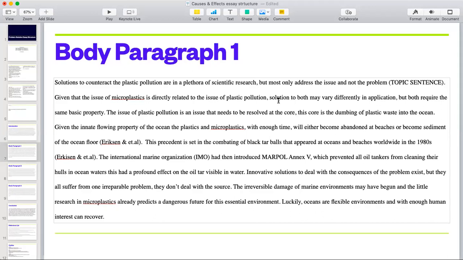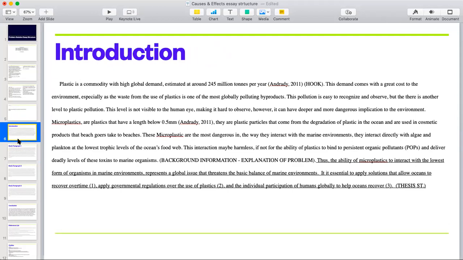All of this time I am reading and I am trying to find the main idea of the paragraph. Can you find it? I can't. No. I'm lost. What am I going to do now? I am going to go to the introduction and see what should the first solution be. It should be allow oceans to recover over time.